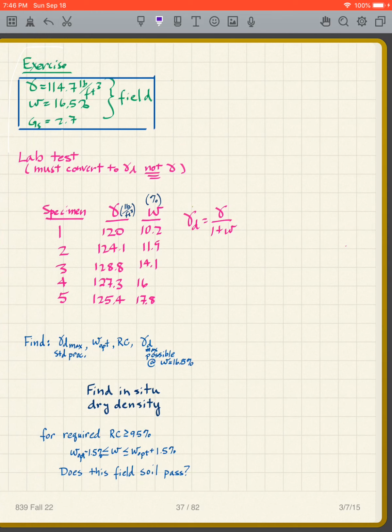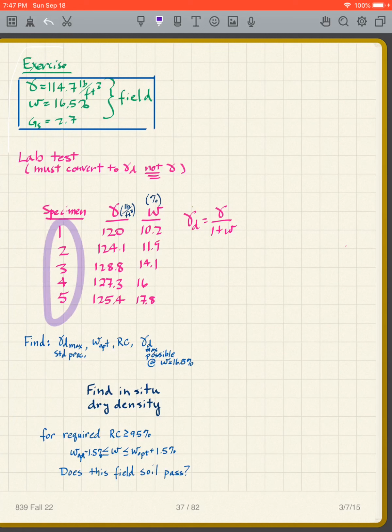Here's a little exercise that you should do. Suppose I have a soil in the field where the unit weight is 114.7 pounds per cubic foot. The water content is 16.5%. G sub S is 2.7. This is what's going on in the field. So I've got that soil, I've measured the density in the field, the water content in the field, and I know the GS for that particular soil. And I've run a lab test on this same soil, and here's my lab test.